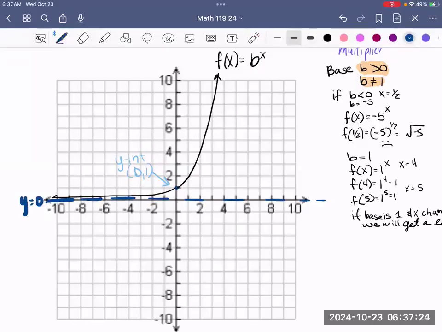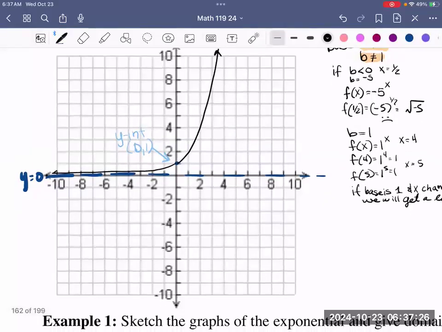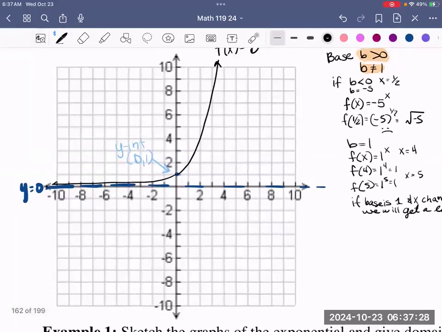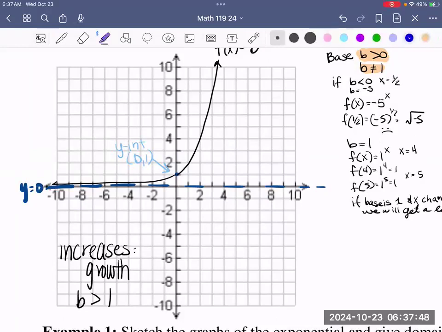Now on this particular graph, this one is increasing. So when it increases, it's called a growth, an exponential growth. This happens when your base b is greater than 1. So any number for your base that is greater than 1 will have this graph that is increasing and growing up.